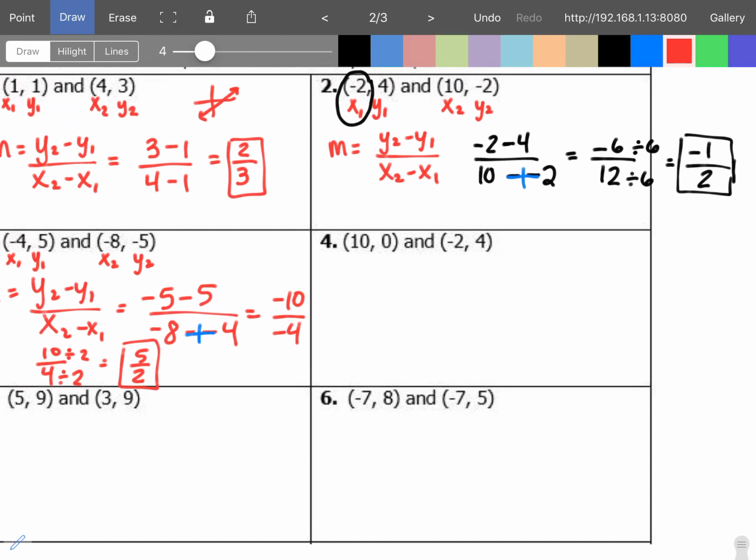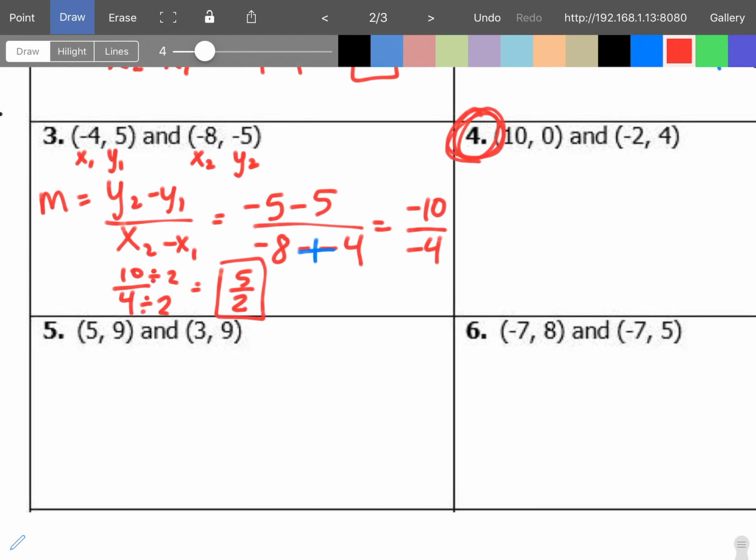Darn, I just realized. Okay, you know what? You try this one on your own. You're going to try 4 on your own. I'm going to do 5 and 6. Okay? So, again, label. y2 minus y1 over x2 minus x1.